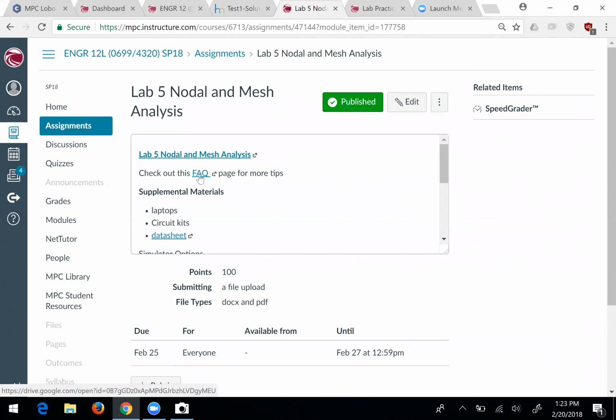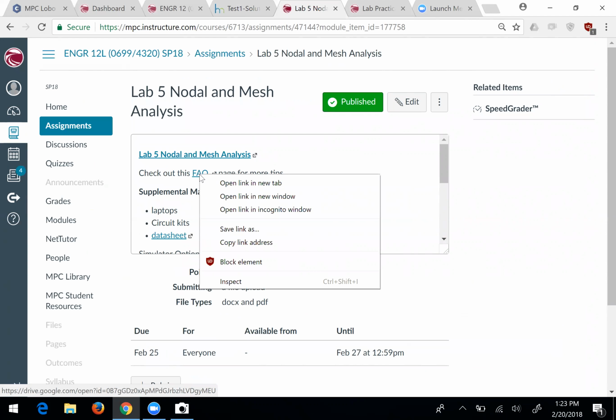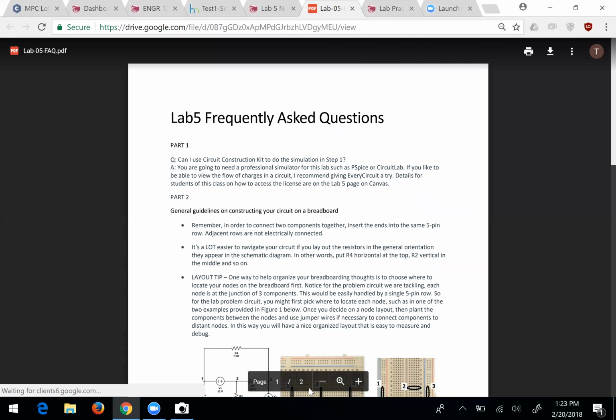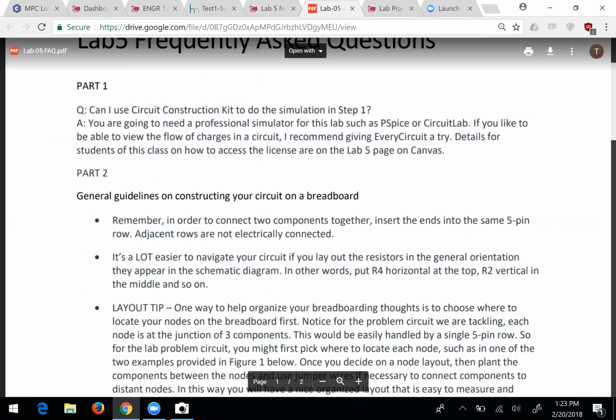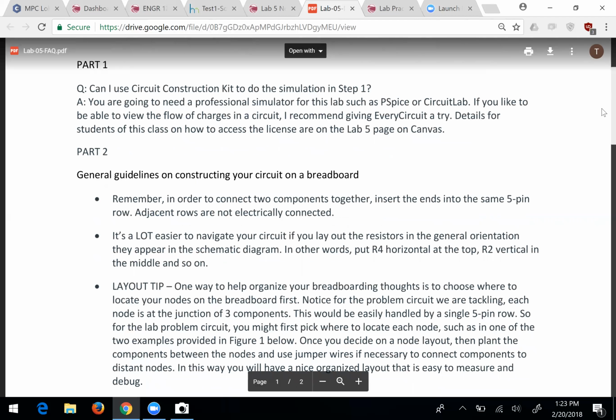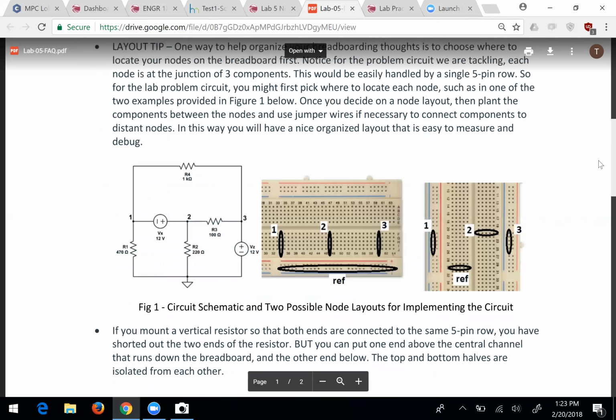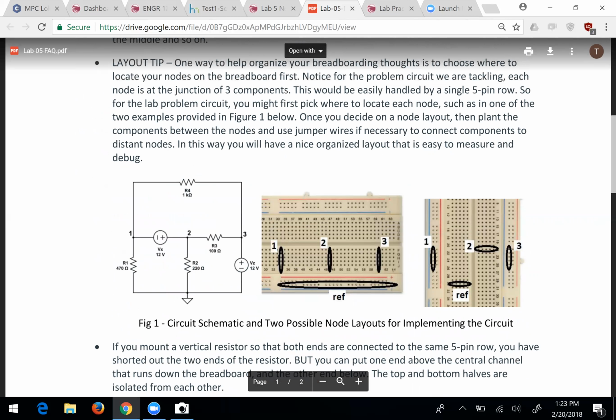You might want to have this fact page up here. There are so many questions people have on this lab. This lab unearths a lot of uncertainty that people have. It really focuses on the layout of a circuit. There are some tips here on how to lay out a circuit. You're going to be asked to lay out a circuit that looks something like this.